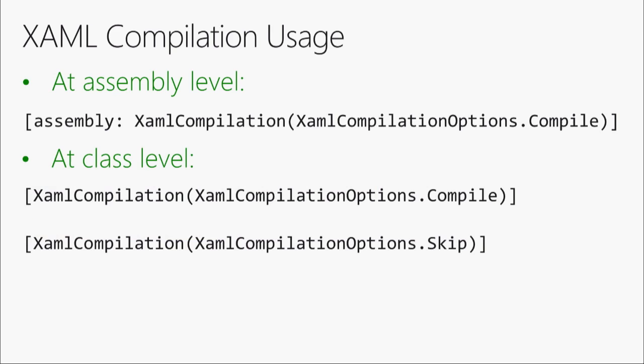And one of the other great things about this is that it's delightfully easy to use. Really, all you have to do is add an attribute. You can add this attribute at the assembly level. You'll just say XamlCompilation options.Compile. You can also set this at the class level, so you can turn it on per class. Or you can actually opt out if it's on at the assembly level and you're like, this class doesn't need it because it's special. You can turn it off. Right, and don't forget to add a reference to Xamarin.Forms.Xaml.